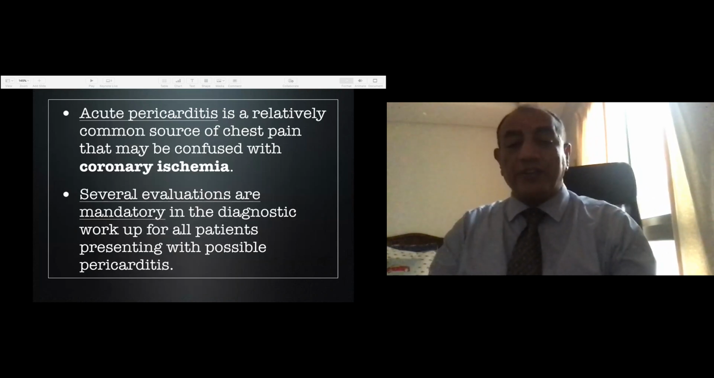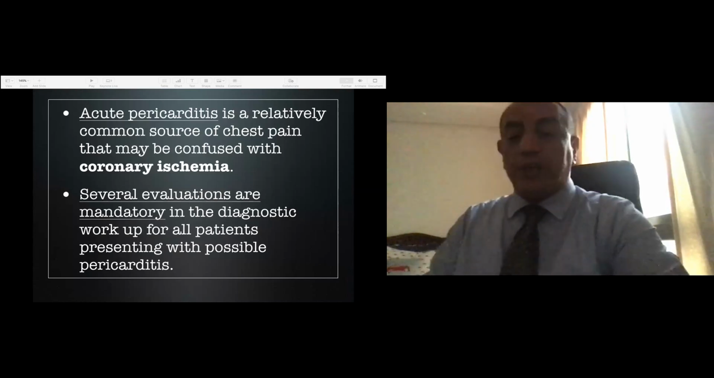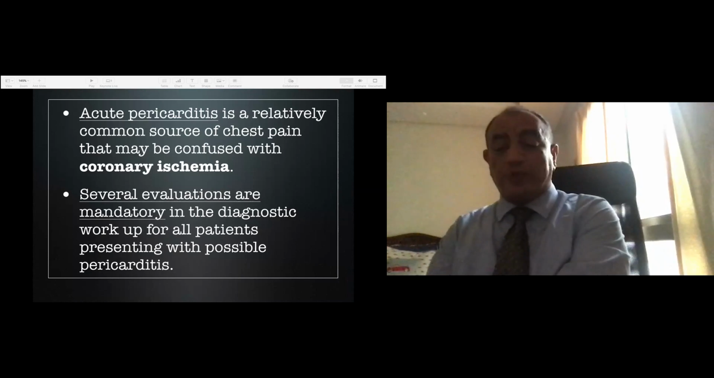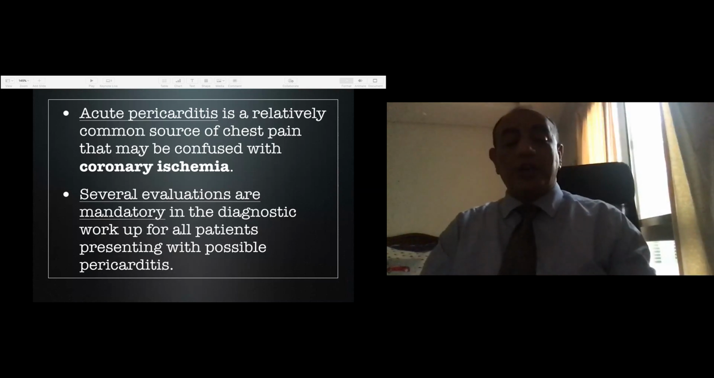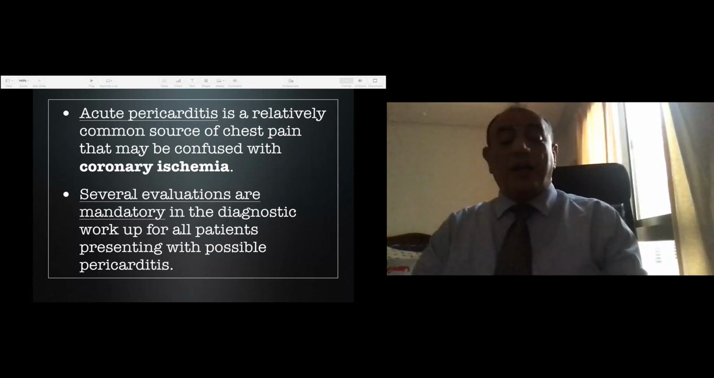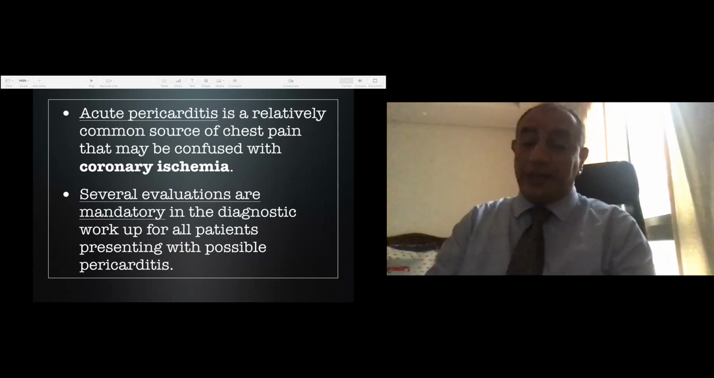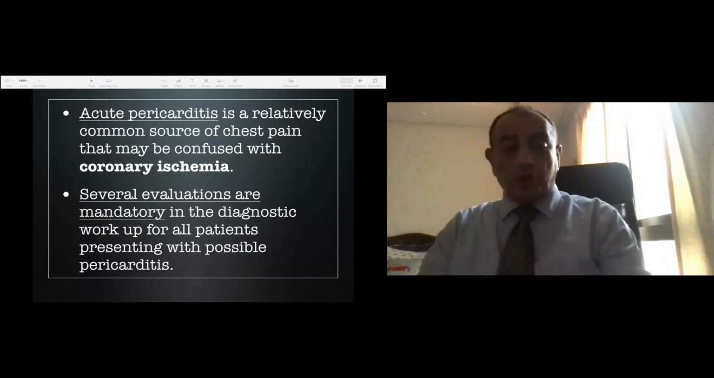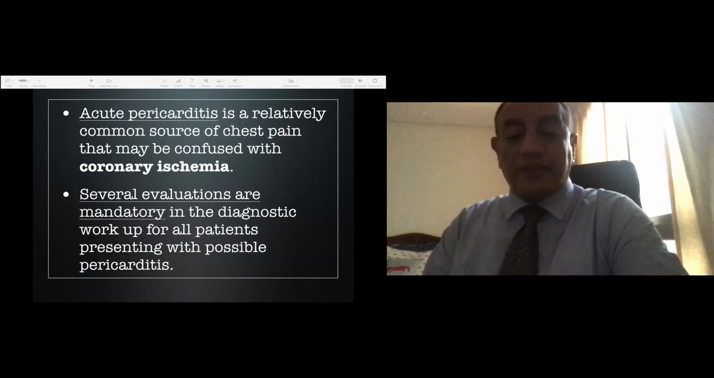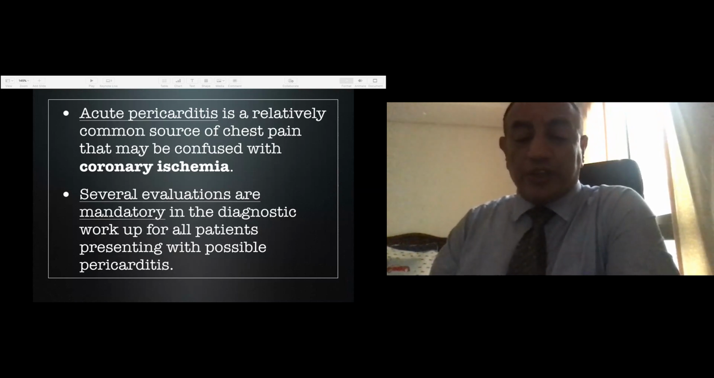Acute pericarditis is a relatively common source of chest pain that may be confused with coronary ischemia. And we will see in our cases there is a lot of confusion between acute pericarditis and coronary artery ischemia, starting from chest pain, ECG changes, and elevation of cardiac biomarkers. So several evaluations are mandatory in the diagnostic workup for all patients presenting with possible pericarditis.